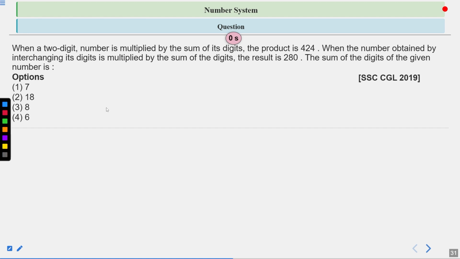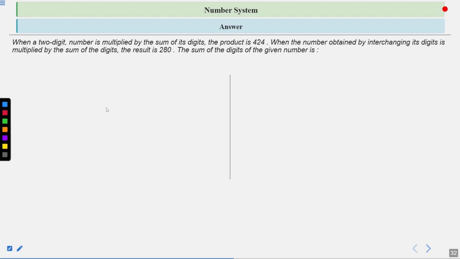Now time's up. Let's see the solution of this question. The question says that when a 2-digit number is multiplied by the sum of its digits, the product is 424. When the number obtained by interchanging its digits is multiplied by the sum of its digits, the result becomes 280. Now, what is the sum of the digits of the given number?